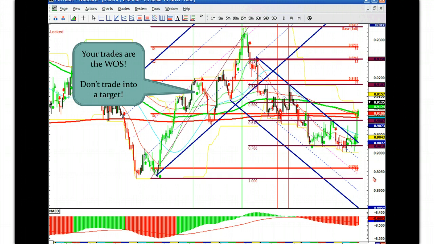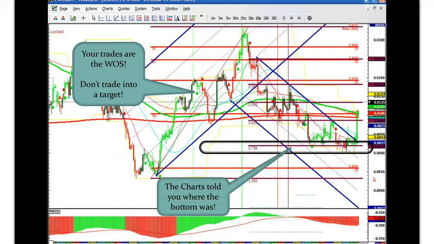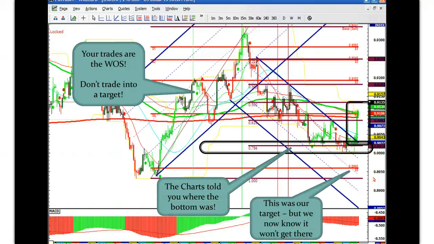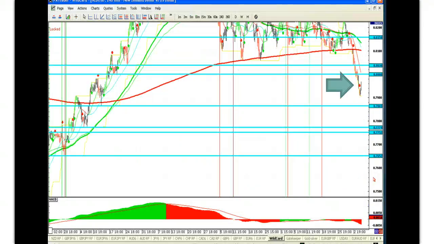So what did they do when they got up there? Boom, they made the trade again. Now, they try it one more time to break it. Go into the S5. They were not successful. This is why you got to use fibs as well as HSIs and PSRs. Because in this case, it was the 786 was the bottom. They couldn't get to the S5. And so that told us where it was. This was our target, but now we know it won't get there, and the result is a complete reversal right there.